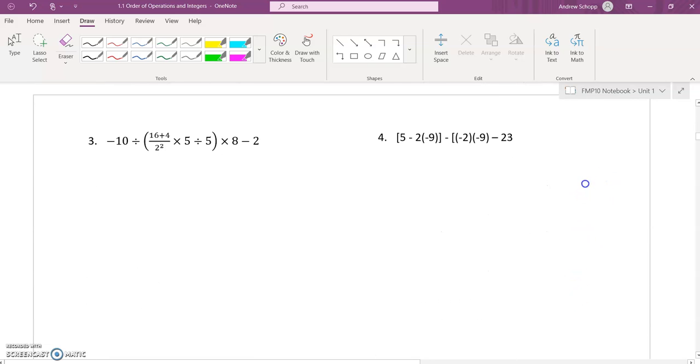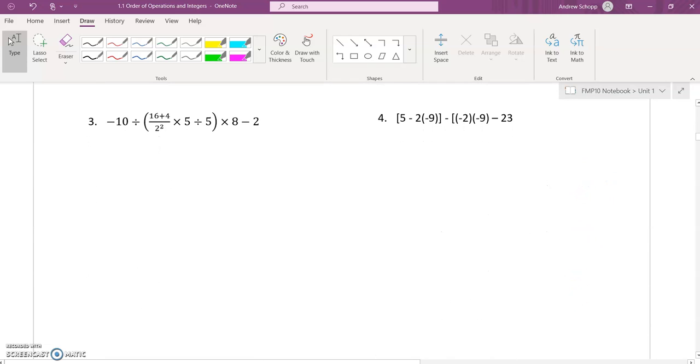Let's move on to 3 and 4. Once again, question 3 has parentheses or brackets, so we'll start inside there. And if we look inside the brackets, we have a fraction. And we know that a fraction is another way to group things. So we know that this 16 plus 4 should be simplified, and the 2 squared should be simplified first. 16 plus 4 is 20, and 2 squared is 4. Still working inside the brackets. I have 20 divided by 4, which is 5.